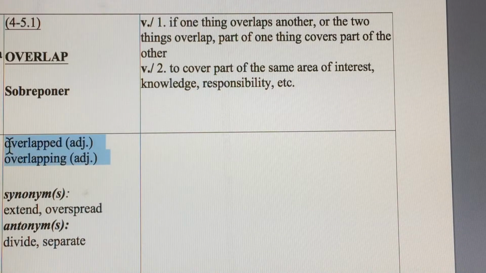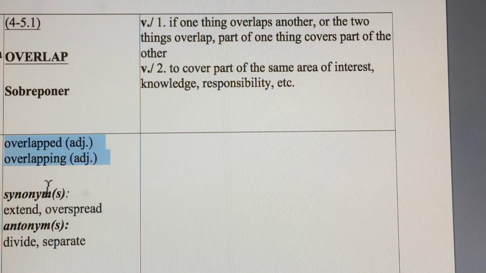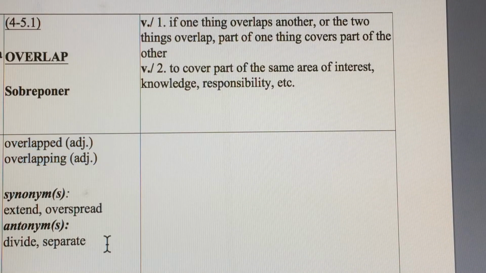We have 2 adjective forms, your participle forms, overlapped. So you can say that the responsibilities overlapped. Or you can say the overlapping responsibilities. Your synonyms are to extend or overspread, and your antonyms are to divide or separate, meaning they don't overlap at all. Okay.